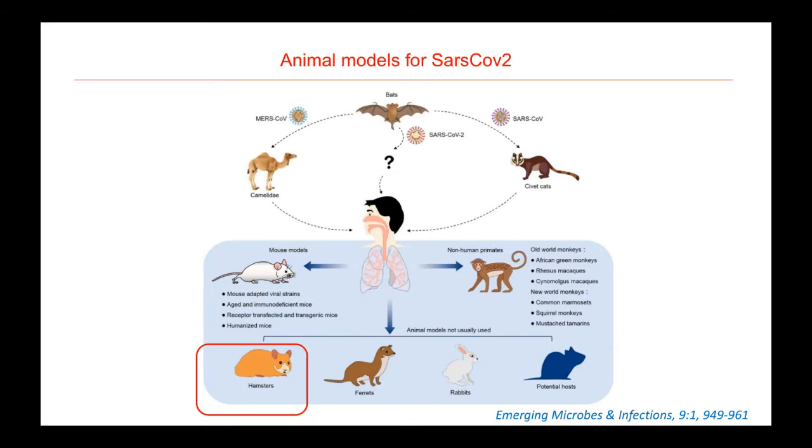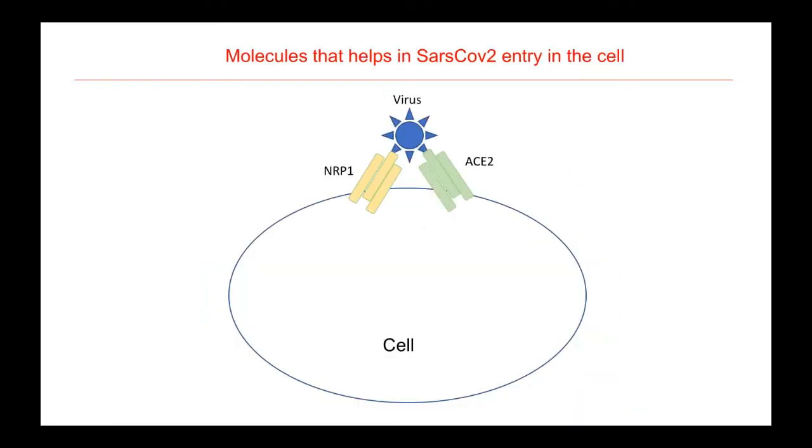So we wanted to understand the different immunopathology and features in the hamster when we infect them with SARS-CoV-2. If you look at this very quick cartoon or diagrammatic representation of how the virus actually gets into the cells.